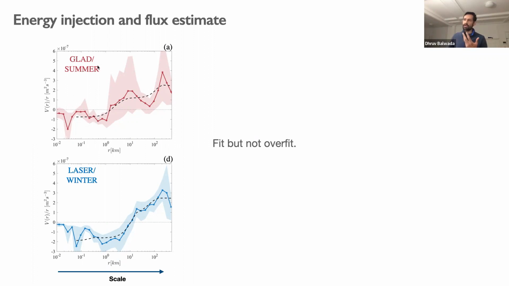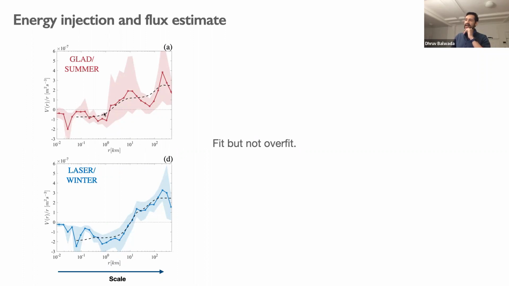And this is for, again, red GLAD data, blue laser winter data. And again, we see that there is a certain range of smaller scales where V is negative, and then there are larger scales where V is positive. Also, the nice thing about bringing this to a linear scale is that it becomes much easier to show the error bars associated with it, especially when the sign changes, because that is very complicated to do on a log scale. And so we see this nicely.